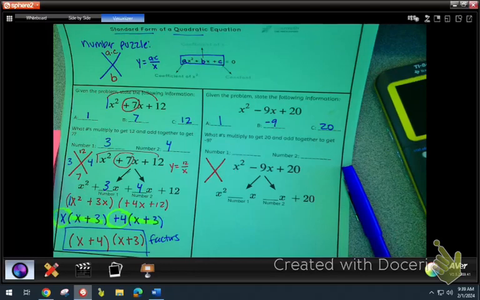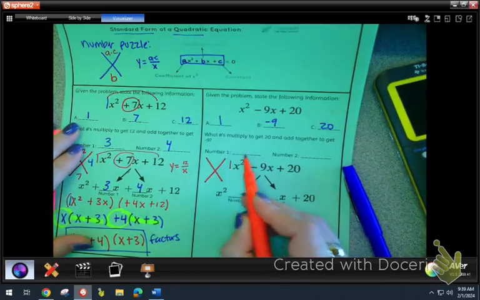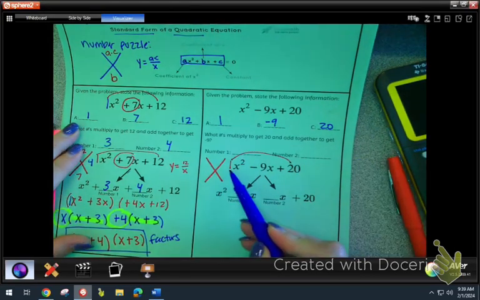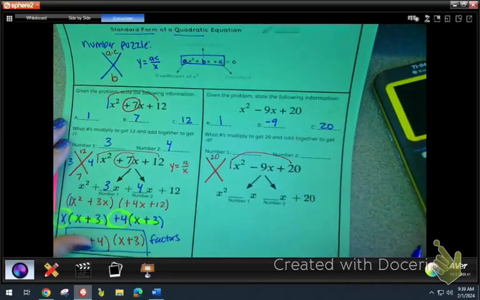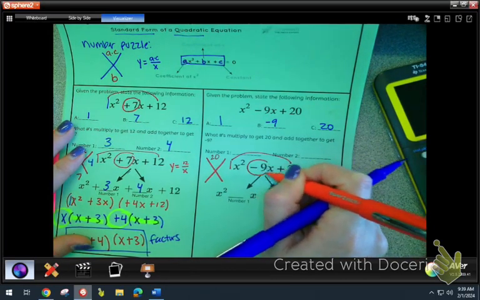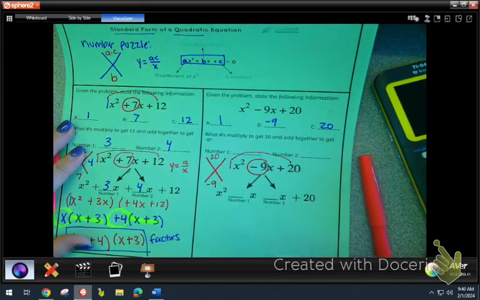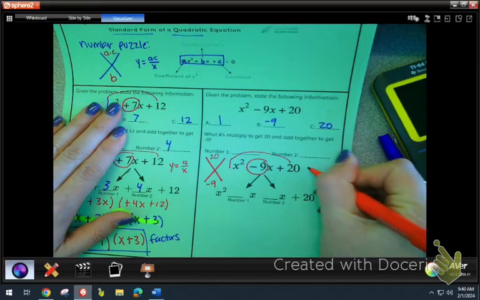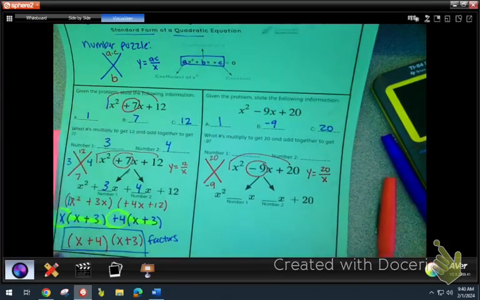Okay, number puzzle. Now remember, you do your little rainbow for the top. First times last. So what is 1 times 20? Put 20 at the top of your puzzle. Then the middle term is your bottom number. So on the bottom, I'm going to put a negative 9. Now, if I want to get all the factors of 20, I'm going to go to y equals. I'm going to put 20 divided by x in y equals.